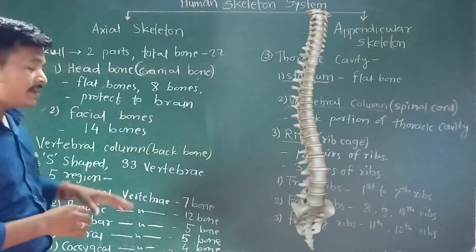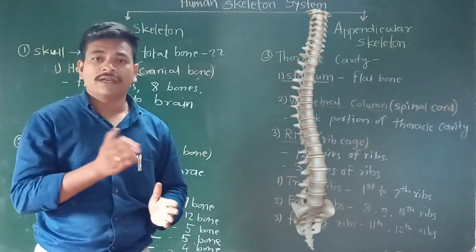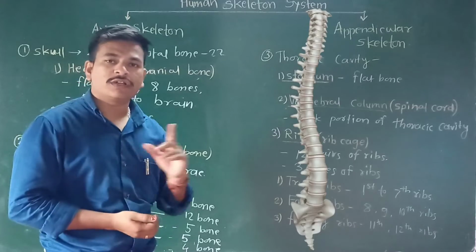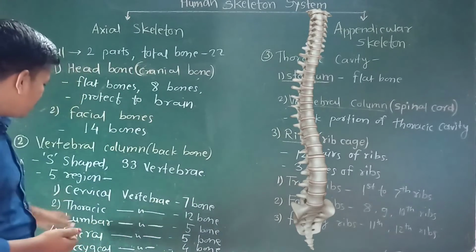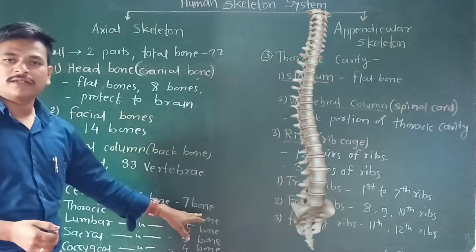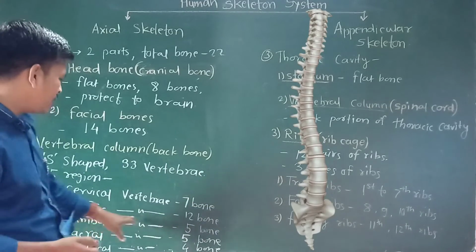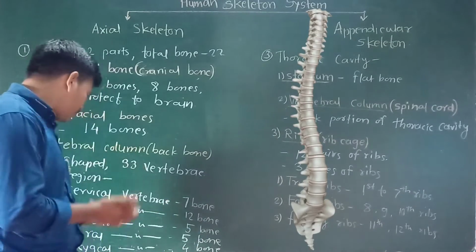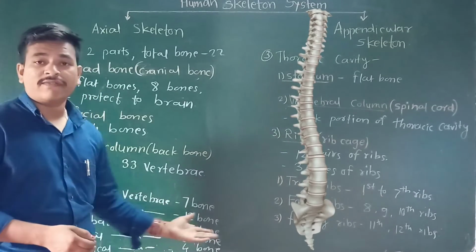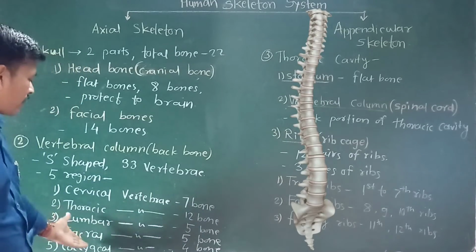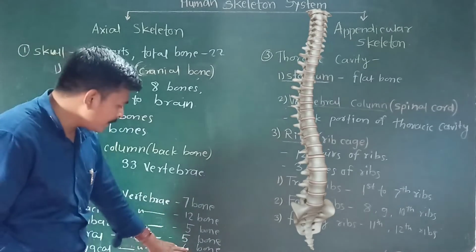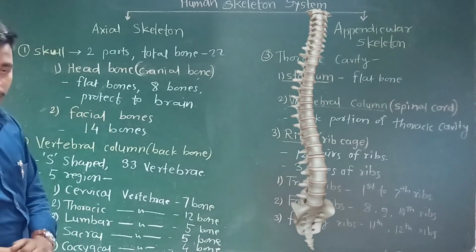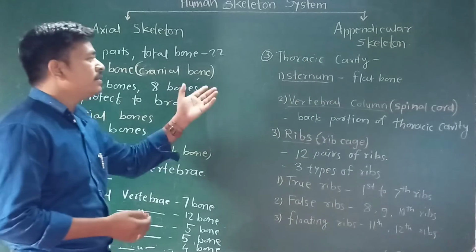This vertebral column is divided into 5 regions, shown on your blackboard. First is the cervical vertebrae, there are 7 bones, and second is the thoracic vertebrae, there are 12 bones. Third is the lumbar vertebrae, there are 5 bones. Then the sacral vertebrae, there are 5 bones, and last is the coccygeal vertebrae, there are 4 bones. These are the 5 regions of the vertebral column.